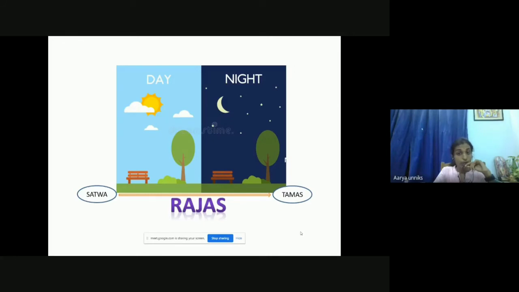So living in tune with nature means we have to get up when the external environment is sattvika, and we have to go to sleep when the external atmosphere becomes tamasika. That is why nidra is caused due to tamas. Darkness is always tamas. And then what happens at this juncture?